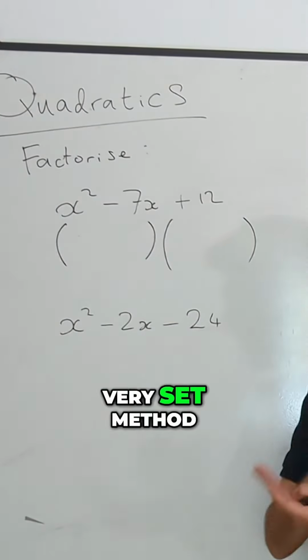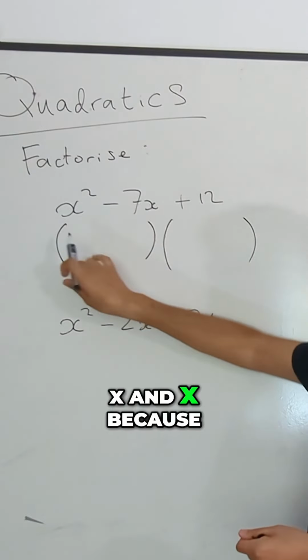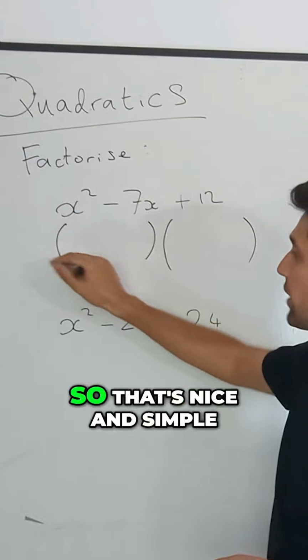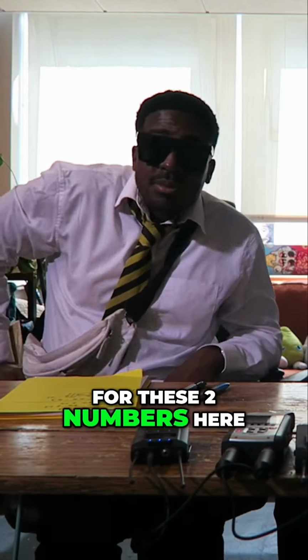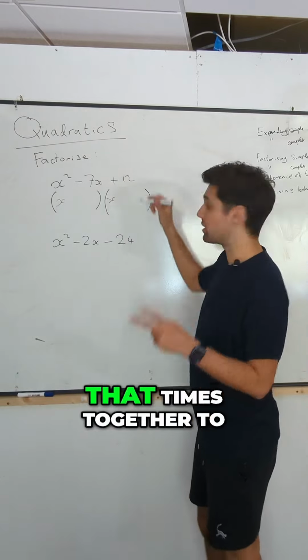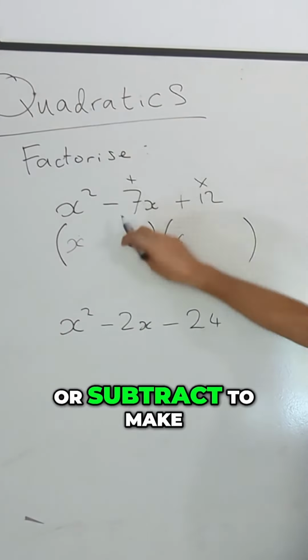This is a very, very set method, a set process for how we do this. So at the beginning, it's going to be x and x because they times together to get this x squared. So that's nice and simple. So we're going to have x and x. Now, for these two numbers here, we want to find a pair of numbers that times together to make this and add or subtract to make this number.